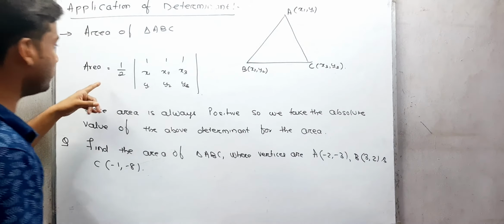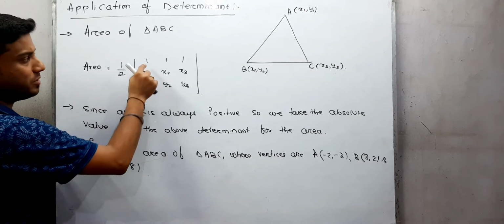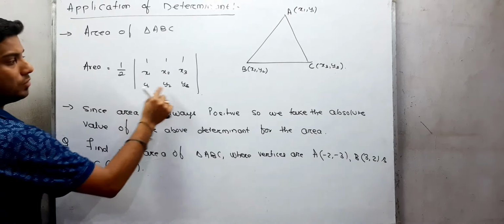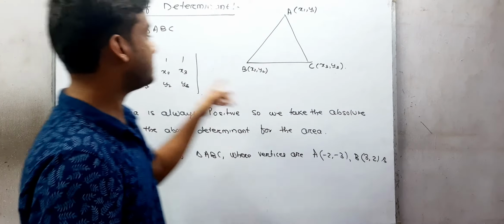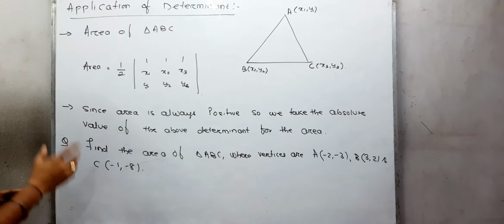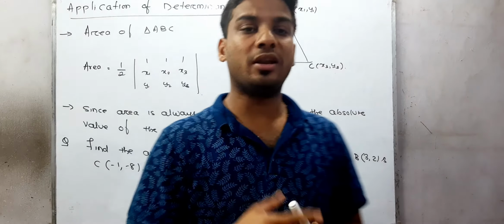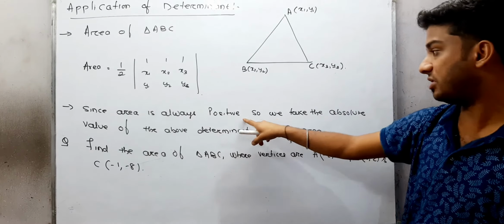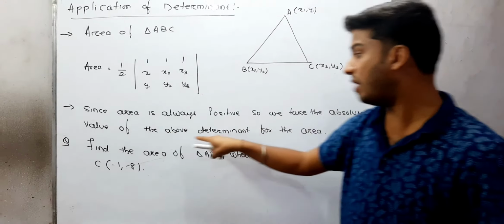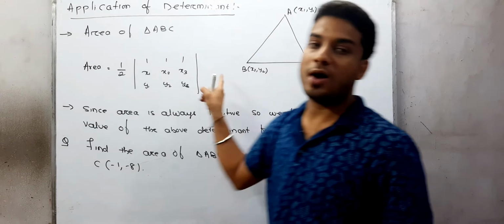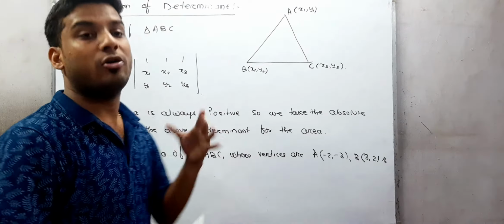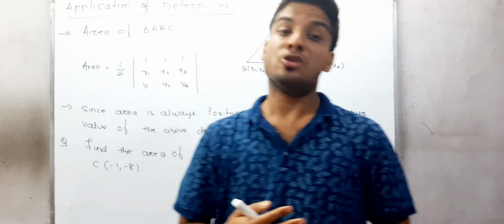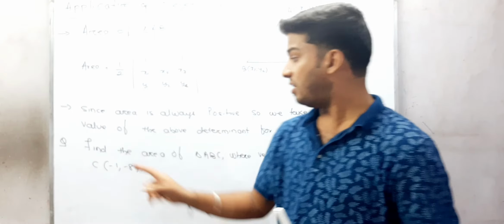The area is given by 1 by 2 times the determinant of 1 1 1; x1 x2 x3, the first coordinates of the vertices; y1 y2 y3, the second coordinates of the vertices. As we know, area is always a positive quantity, so we take the absolute value of the above determinant for the area. For example, if you get a determinant value of minus 15, I will take 15 as my area.